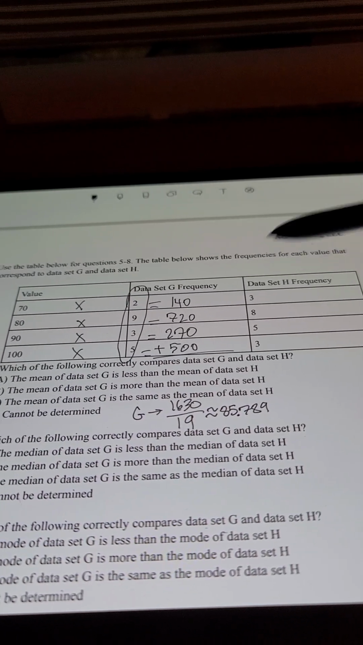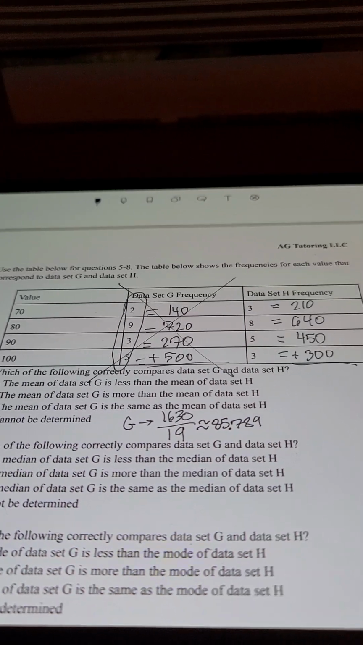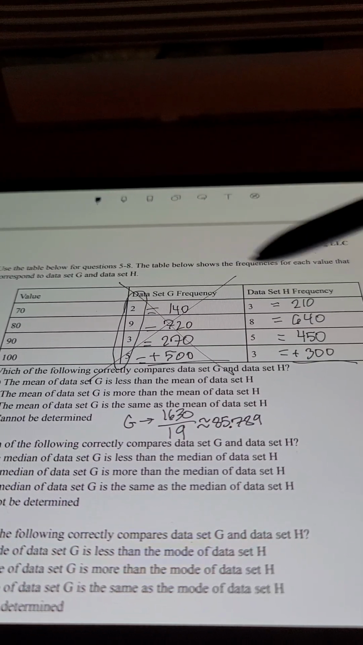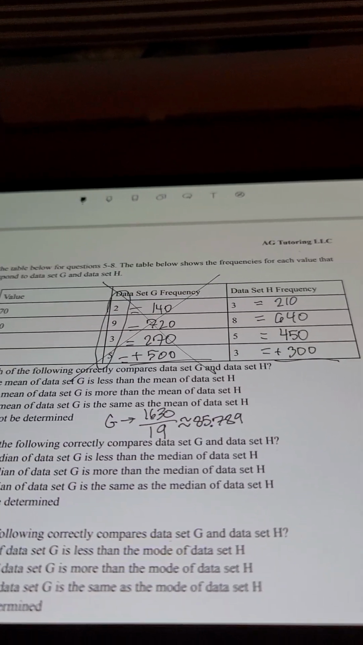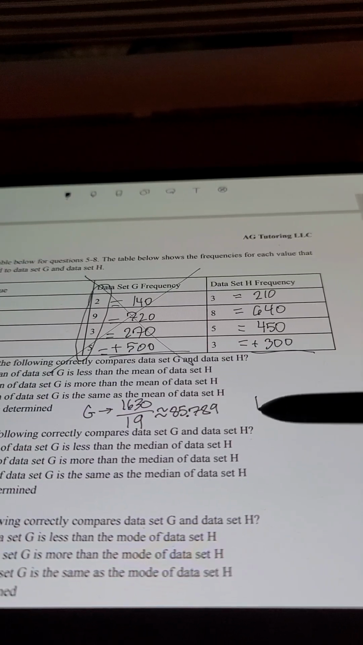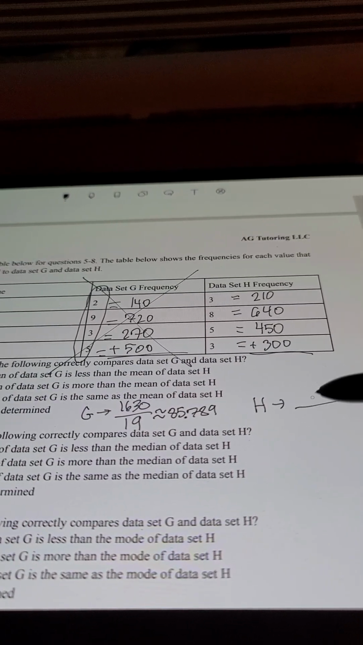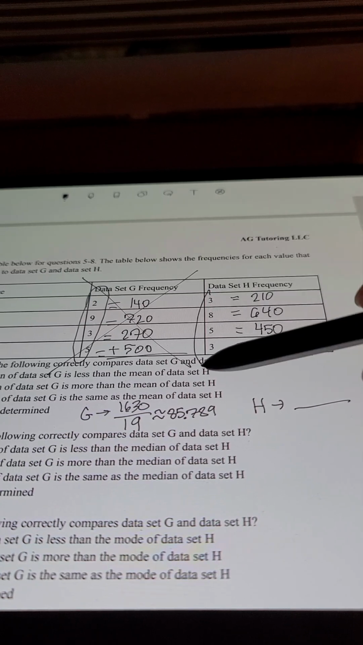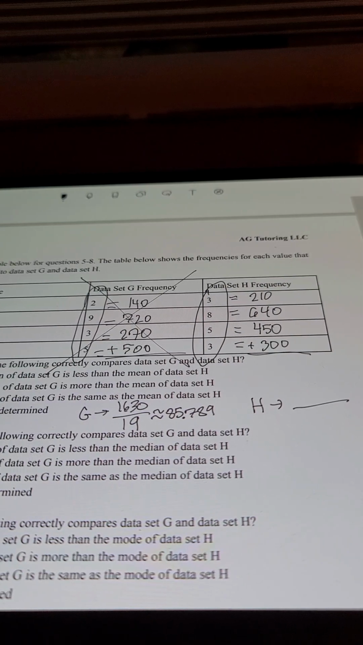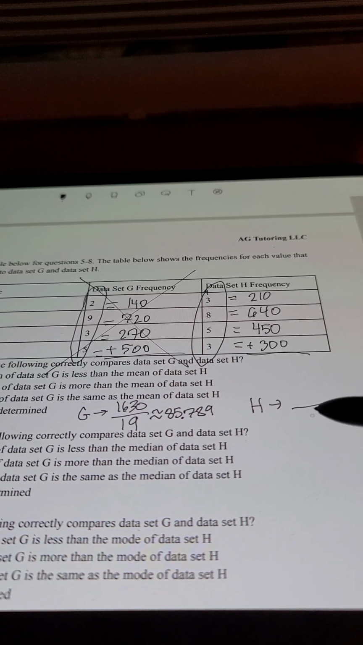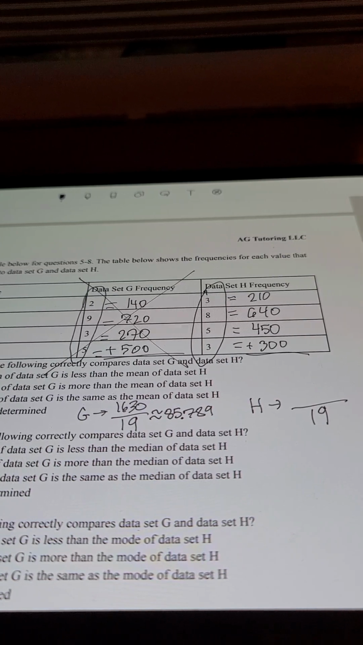Now we're going to do the same thing with dataset H. So I did 70 times 3, 80 times 8, 90 times 5, and 100 times 3. And then I'm going to add it all up to get the sum up on top here. And then I'm going to divide by how many data points I'm talking about, which I get if I add all those up. And that also gives me 19 data points there. So on the bottom, I would have 19 again, and then the top is just going to be what all of these are added up. And that gives me 1600.